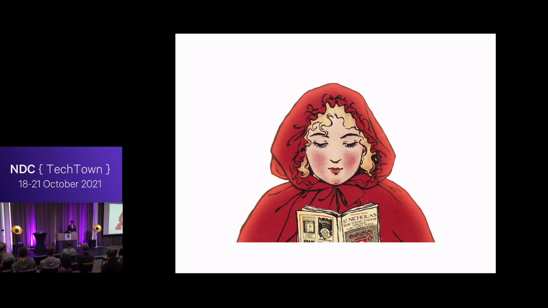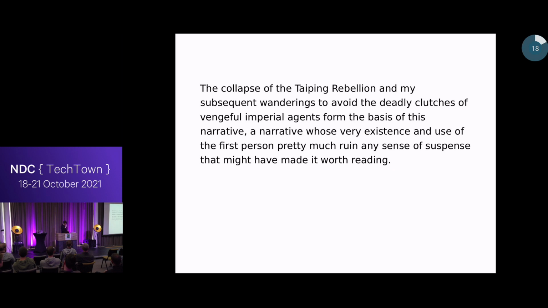out C++20 features. And just to emphasize the value of storytelling, the collapse of the typing rebellion and my subsequent wanderings to avoid the deadly clutches of the vengeful imperial agents form the basis of this narrative. A narrative whose very existence and use of the first person pretty much ruin any sense of suspense that might have made it worth reading.